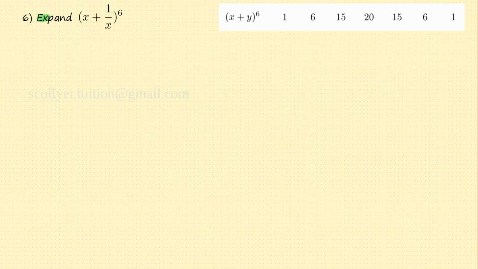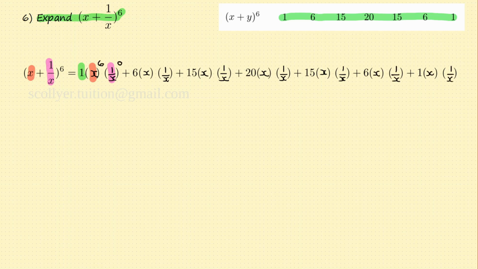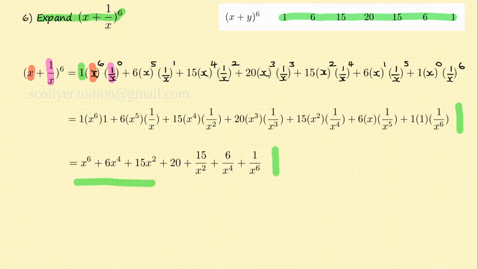Problem 6. Expand (x + 1/x)^6. We expand (x + 1/x)^6 using the binomial coefficients from (x + y)^6, which are shown here. Each term comprises a binomial coefficient multiplying x to some power and 1/x to some power. So we can fill in this template as follows. And applying the powers to the brackets, we obtain this expression, which simplifies to this expression, which comprises only even powers of x, positive or negative even powers, and a constant term.